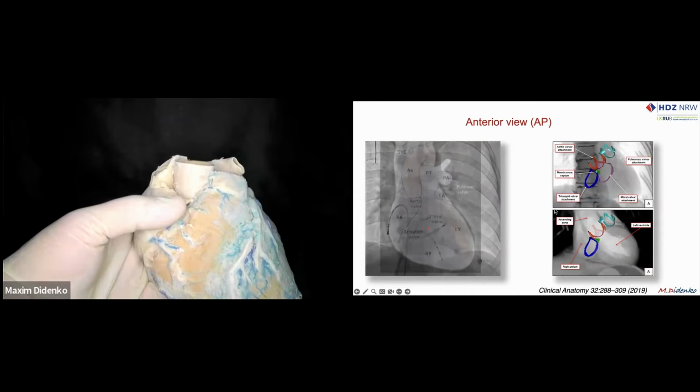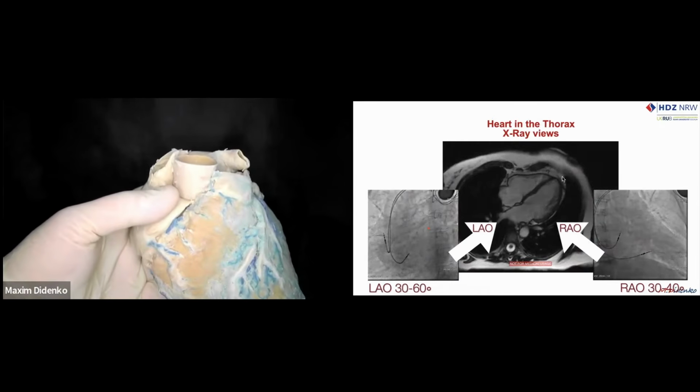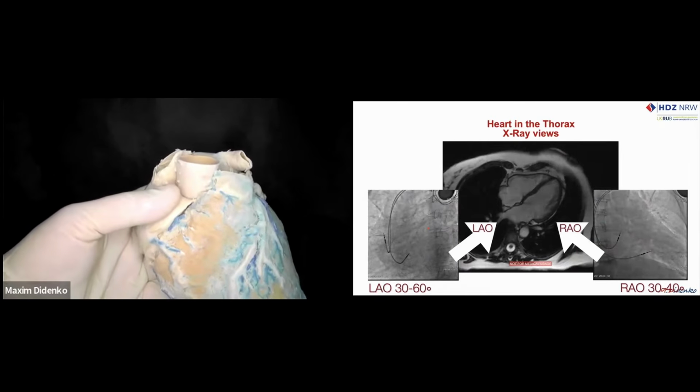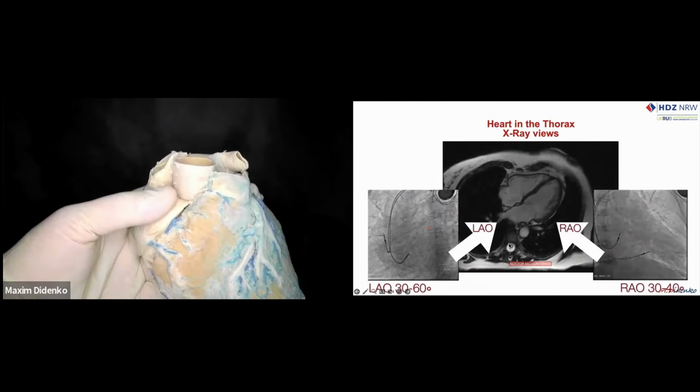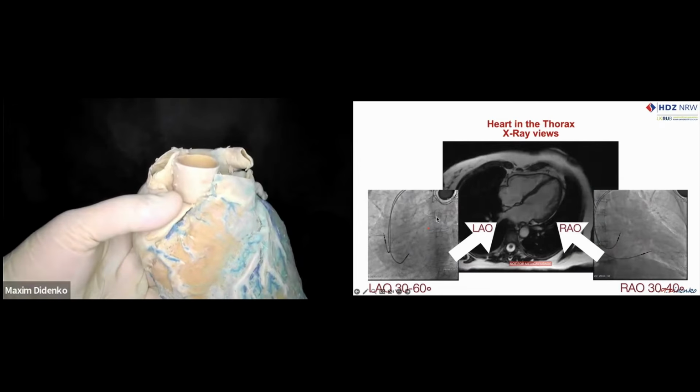Of course, we will not stop on this. You probably know it very well, just a little bit. And here we have our main projections. Of course, in an era of 3D mapping, we can use any projections, but still LAO and RAO remain the main projections and main views. In LAO projection, we can better understand anatomy and orientation compared to the lateral wall and the septum. In RAO projection, compared to the apex, posterior wall, and coronary sinus.